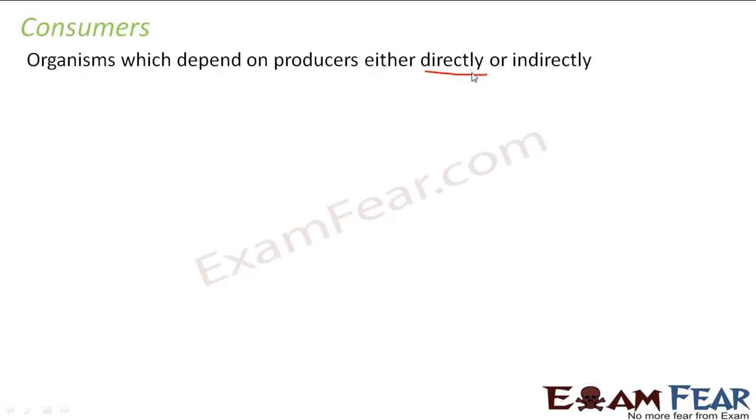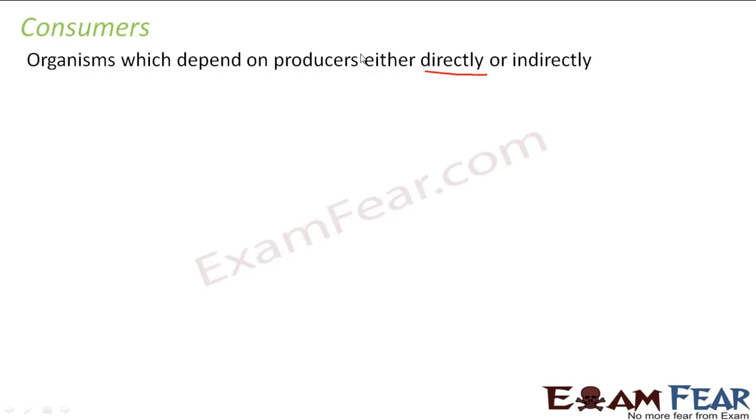the producer itself. For example, let us take the example of a goat. So goat, what is the food for goat? Plants. So goat directly feeds on plants. So we can say that goat is dependent on plants for its food directly because it is directly consuming plants.